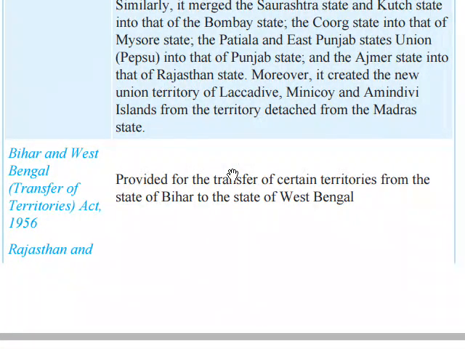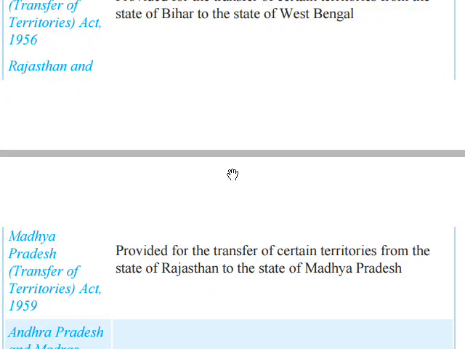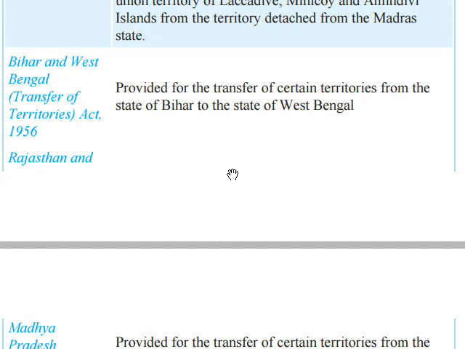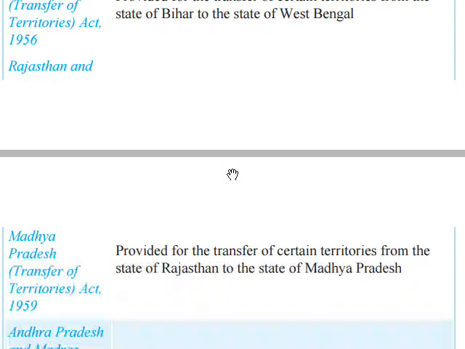Bihar and West Bengal Transfer of Territories Act 1956, Rajasthan and Madhya Pradesh Transfer Act 1959. So Bihar and West Bengal, and Madhya Pradesh and Rajasthan. It provided for the transfer of certain territories from the state of Bihar to the state of West Bengal. It provided for the transfer of certain territories from the state of Rajasthan to the state of Madhya Pradesh.